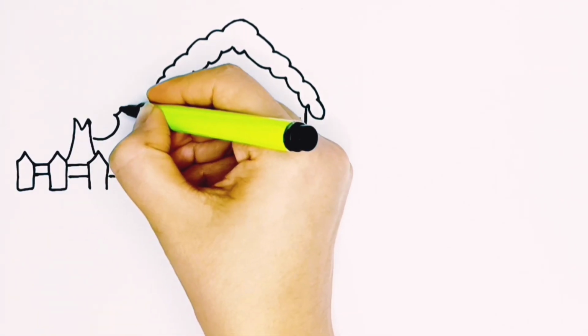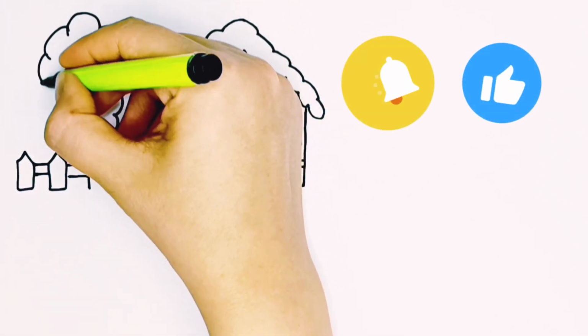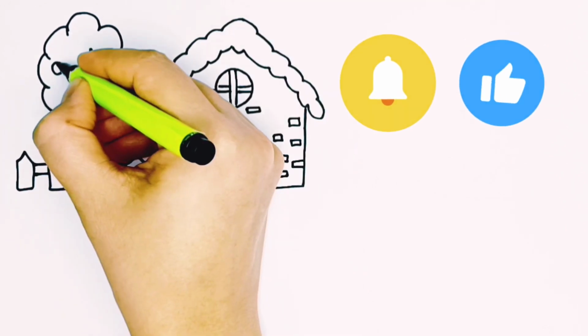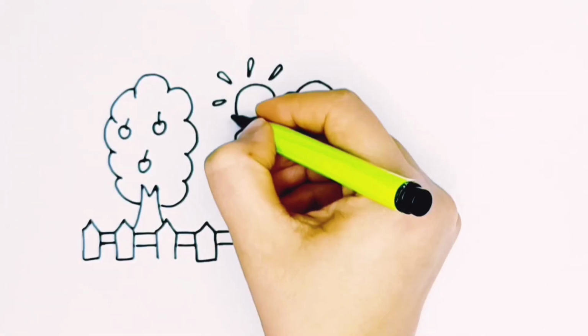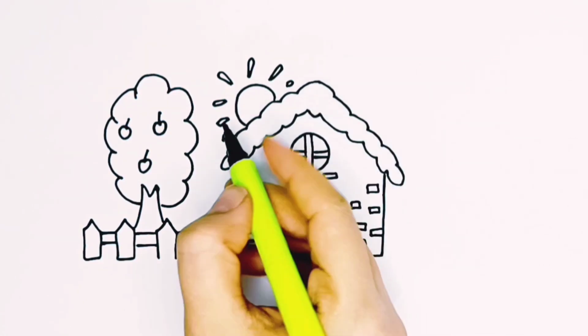We draw a fruit tree. The nurse takes the cow. The sun is slowly rising. The nurse takes the cow.